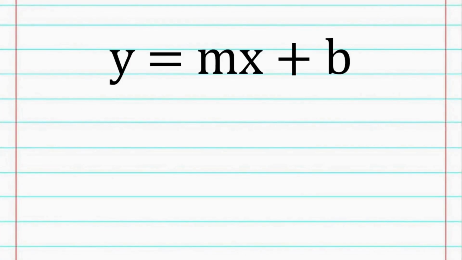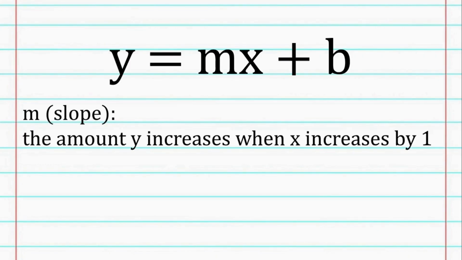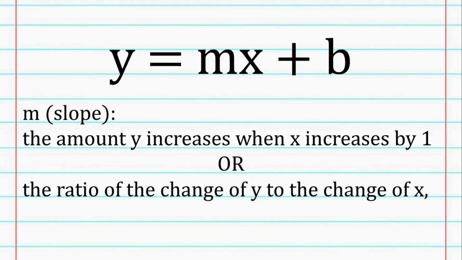Cool. So, for y equals mx plus b, we can understand m, the slope, to mean the amount y increases when x increases by 1, like we said before, or the ratio of the change of y to the change of x, or what your math teacher probably calls rise over run. Let's look at some examples.